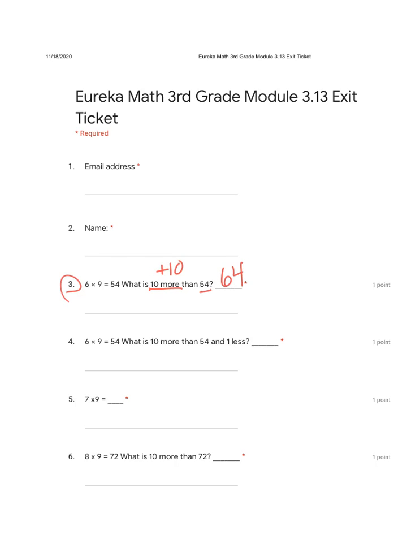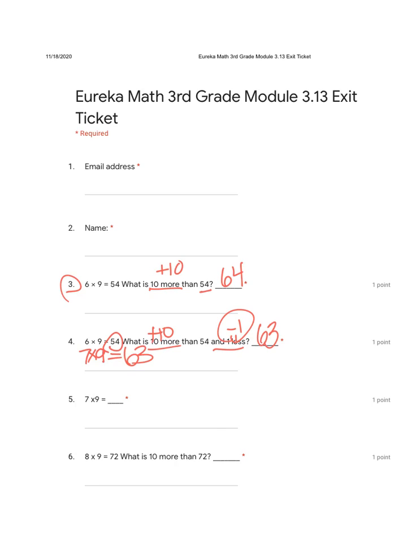Now, our next problem says, what is 10 more than 54 and 1 less? So 1 less means we're going to subtract 1. So 54 plus 10 is 64, and 64 minus 1 is 63. So that means 7 times 9 equals 63, because 10 more and then 1 less means you're adding 9. So we're counting by 9s.